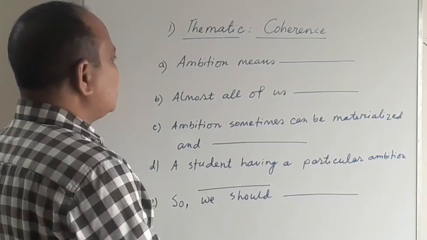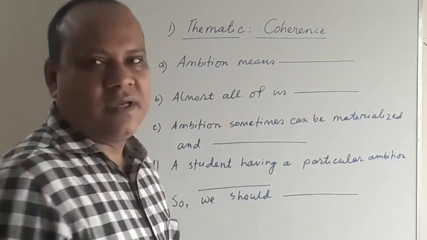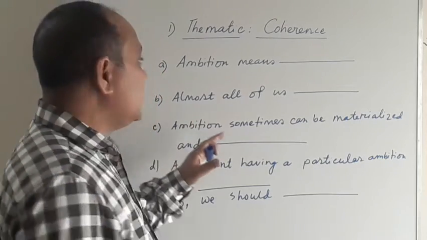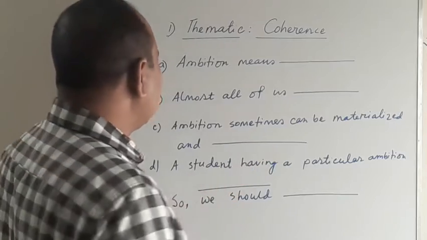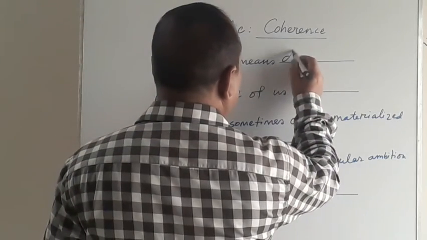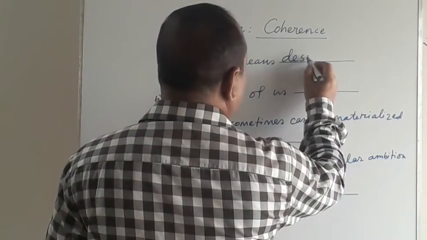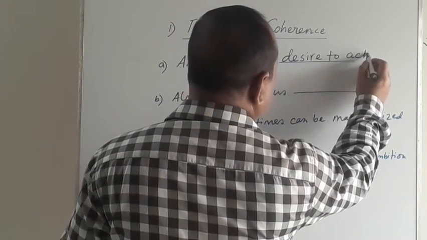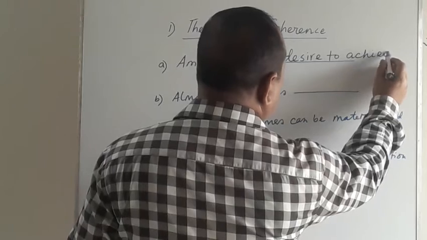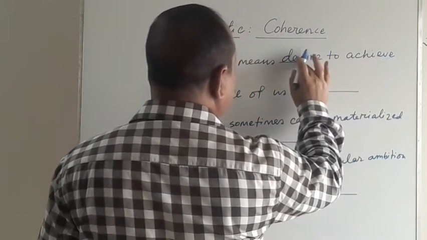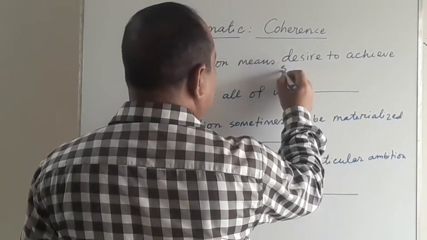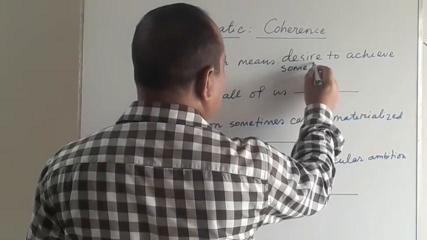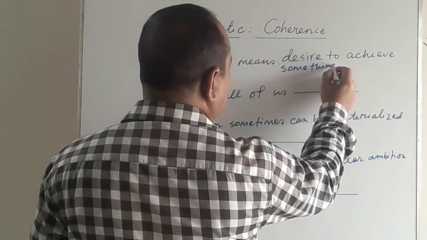So here the first sentence is ambition means. So here definition is required. So we have to write ambition means, we can write desire to achieve something. That is our ambition.